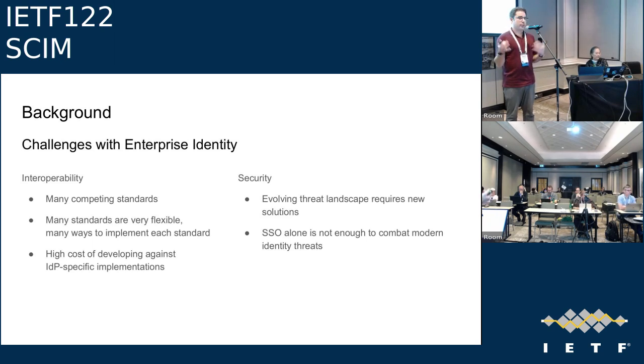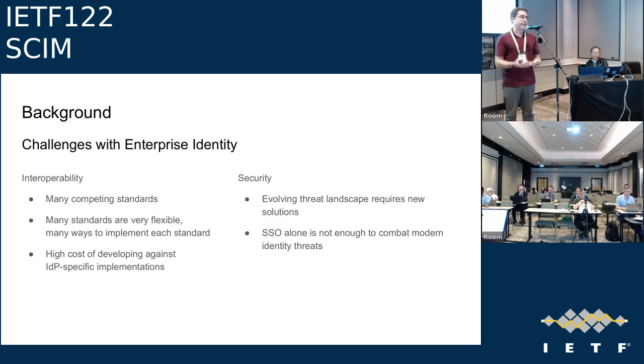Some background on the problem space that the working group is tackling. Two main themes: interoperability and security. Interoperability, in that there are many standards in the enterprise world that are sometimes even competing with each other, OpenID and SAML, for example. Even when there is only one standard in use, the standard is often very flexible. Think of how you can bend OAuth in many interesting and creative ways. And as well, OpenID Connect, many parts of the specs are optional. You can choose to customize things and add your own extension points and get very creative.